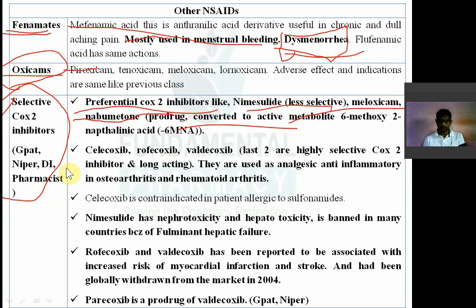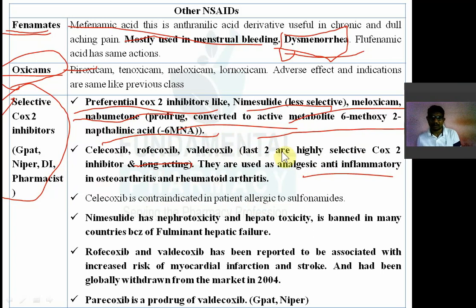Then celecoxib, rofecoxib, then valdecoxib. All these are the selective COX-2 inhibitors. The last two, rofecoxib and valdecoxib, are longer acting. They are used as analgesic and anti-inflammatory in osteoarthritis and rheumatoid arthritis. So these coxibs are very good analgesic and anti-inflammatory drugs. Most of them are not used because of their adverse effects.